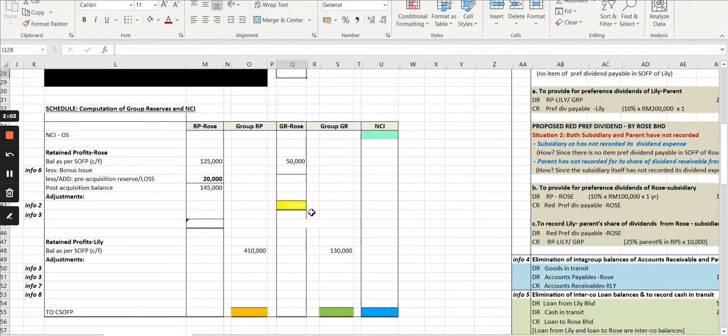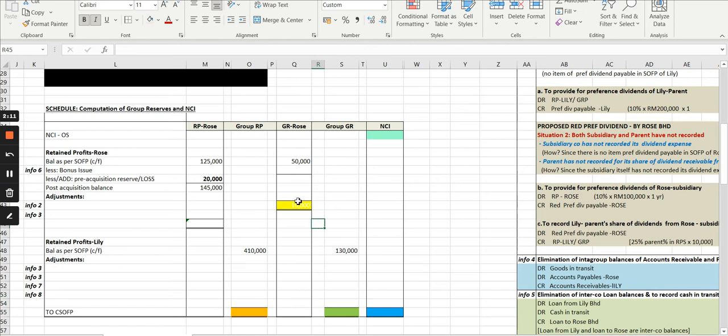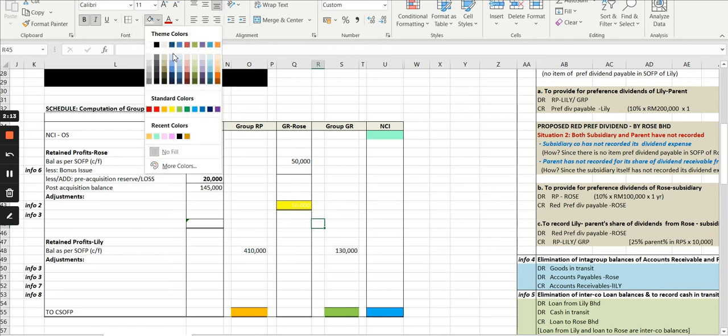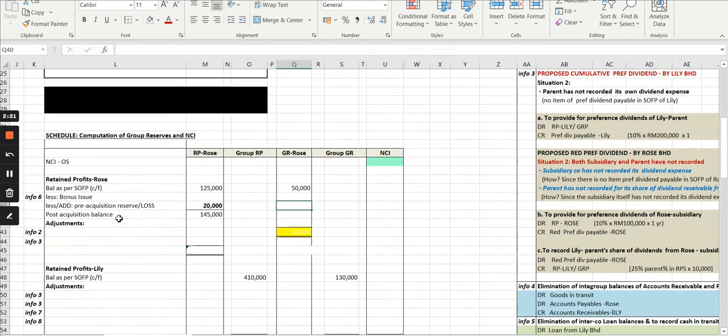Okay, let's start. You have the schedule of the computation for the reserve and NCI. You can start off by having the correct columns included here. The first one is for retained profit of the subsidiary. I put here rows. This is the group retained profit, which is the one related to Lily, the parent company.